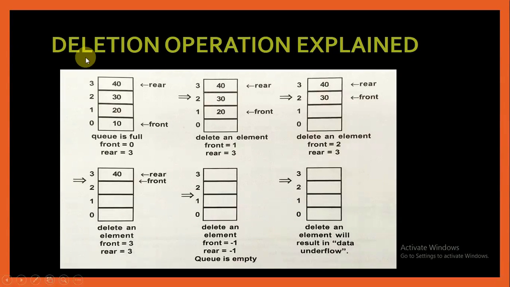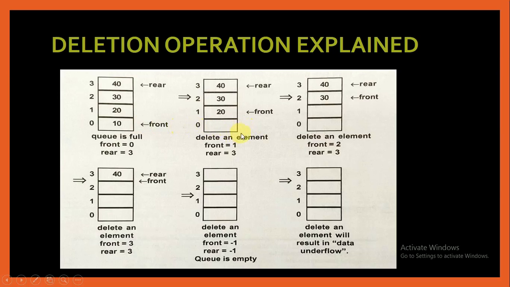Now let us explain the deletion operation pictorially. Suppose this was my queue earlier while inserting. I inserted 4 elements in the queue and my queue was full. Front is 0, you can see here, front is 0 and rear is 3. Now suppose I want to delete an element. So deletion can take place only from the beginning of the queue, from the front of the queue.